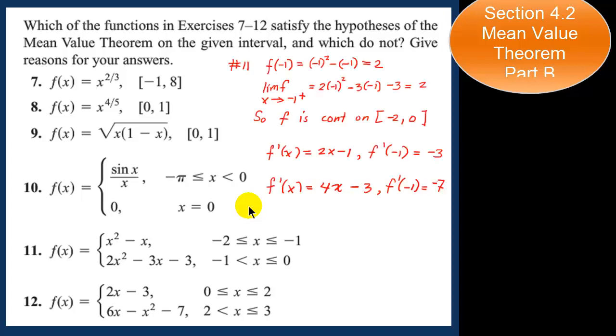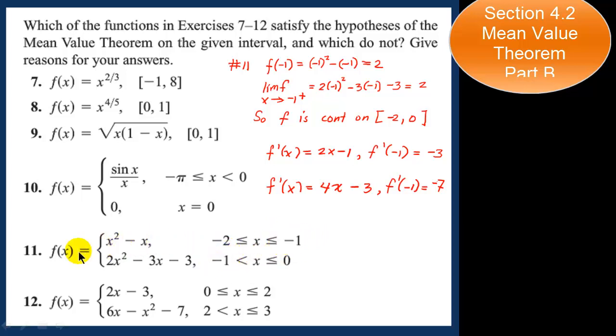Alright, let's look at number 11. In number 11, there's something here that we have to watch out for. It's a piecewise function, although these are both differentiable, both continuous. What we need to watch out for now is where they're partitioned, or where they are separated.